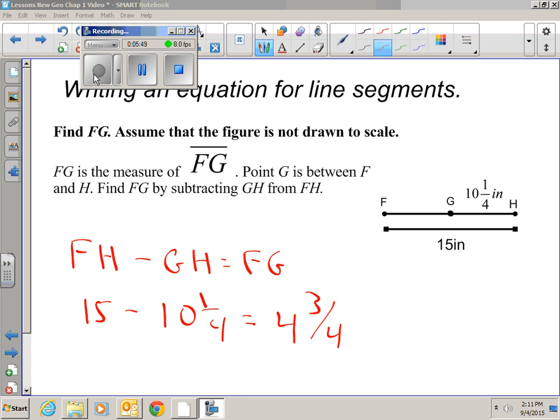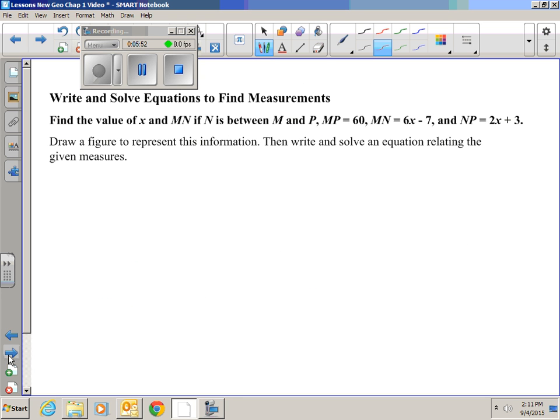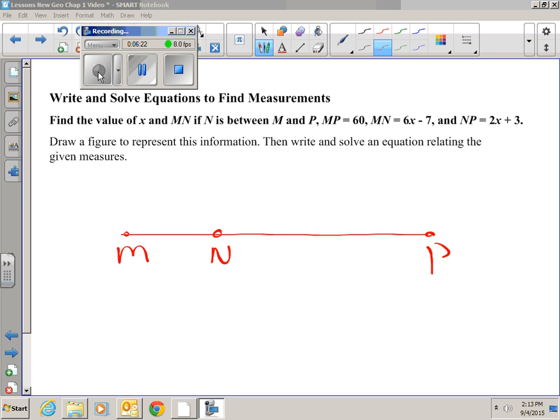Let's move on. Write and solve equations to find measurements. Find the value of x and the length of MN if N is between M and P. So I'm going to first draw a picture. If there is no picture, draw one. So I'm actually going to draw a segment MP, and I'm going to put N in between there. Okay, so I've drawn N between M and P.